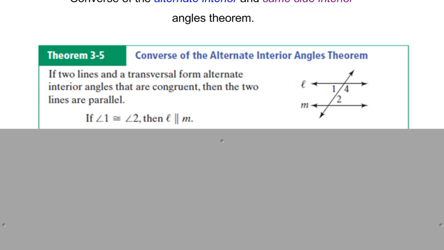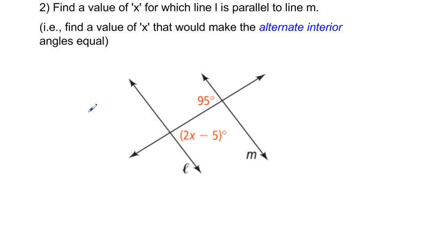So how would I be asked to solve a problem? Let's take an example. It says find a value of x for which line L is parallel to line M. Again, "for which" is just code for "that would make." Find a value of x that would make the alternate interior angles equal to each other. Well, let me set 2x minus 5 equal to 95. So 2x minus 5 equals 95. If I can find a value of x that makes these two angles equal, then lines L and M would be parallel.